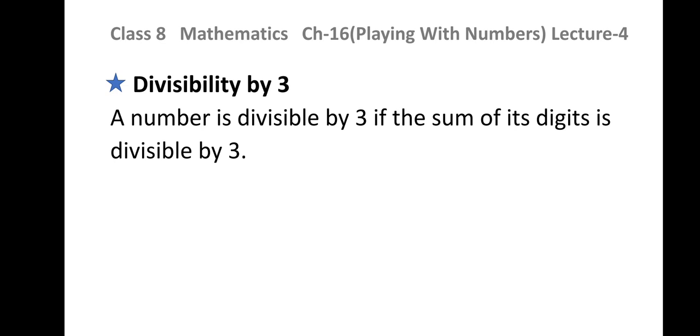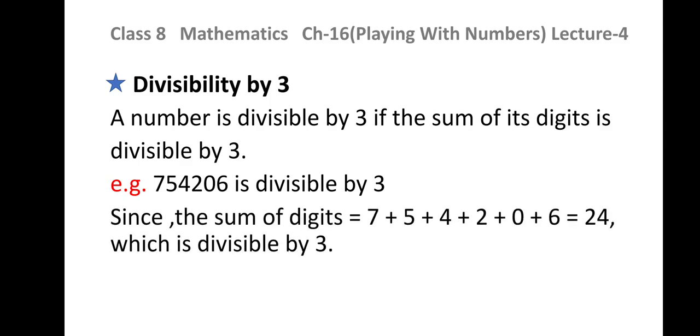So, how will we check whether the given number is divisible by 3 or not? By adding the digits, we can come to know whether the given number is divisible by 3 or not. If the sum of the digits of a given number is divisible by 3, then we can say that the given number is divisible by 3. For example, this is the number given to you and you need to check whether it is divisible by 3 or not. We need to take the sum of the digits, like here in this case it will be 7 plus 5 plus 4 plus 2 plus 0 plus 6 is equal to 24, which is divisible by 3.